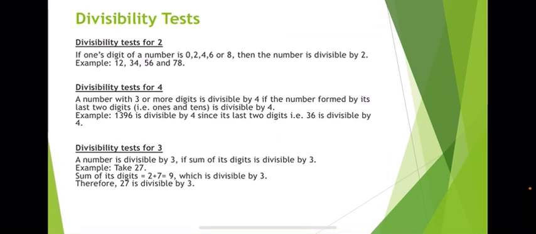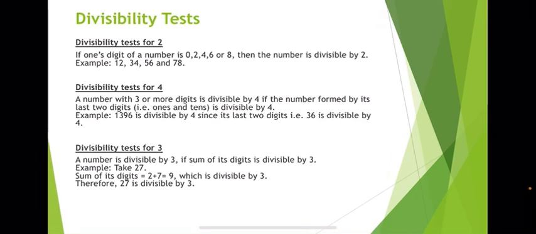Now let us discuss the divisibility of 3. A number is divisible by 3 if the sum of its digits is divisible by 3. That means for the divisibility of 3, we have to add all the digits present in the number, and if the sum is divisible by 3, then the whole number will be divisible by 3.